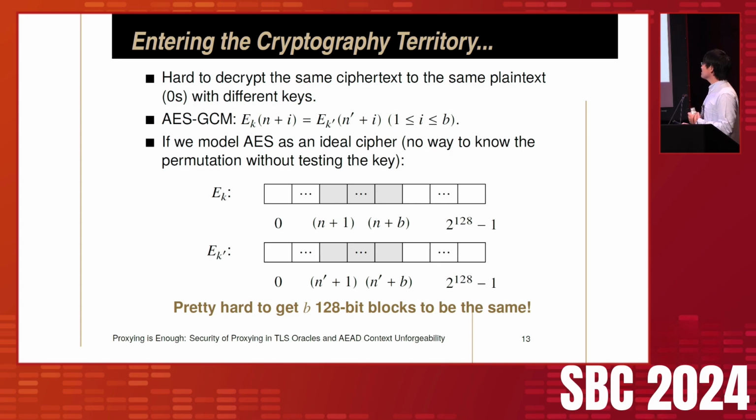And this turns out to be kind of hard, right? If you think of AES as 128-bit blocks, and you need B blocks to be the same, let's say 8 blocks to be the same, you cannot actually do any meaningful computation because AES is kind of random. There's no way to know what's in the permutation without actually testing the key. And it's essentially just down to some luck. It turns out that this amount of luck is enough to keep the cipher suite key committing.